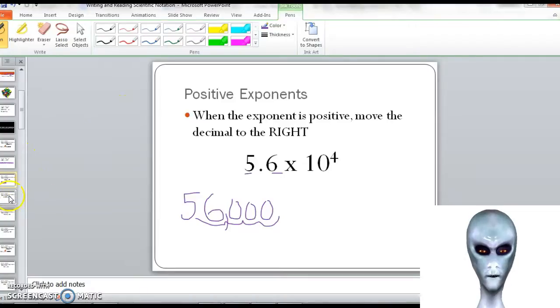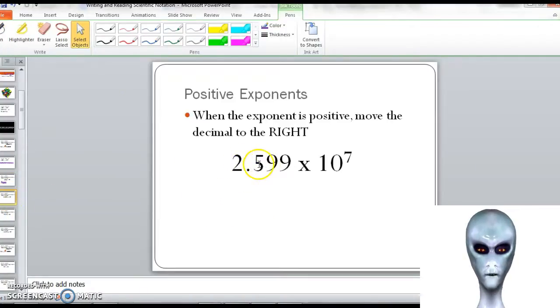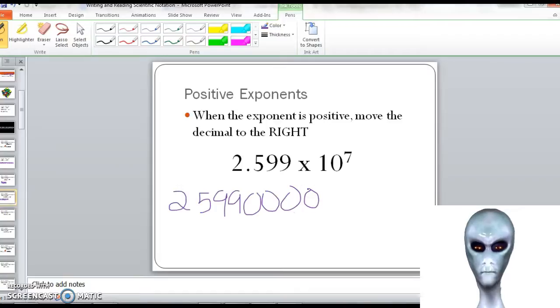Let's look at another example. 2.599 times 10 to the 7th power. So the digits I'm given are 2, 5, 9, 9. I have to move my decimal point 7 times. So 1, 2, 3, 4, 5, 6, 7. I'm going to go back and put in my commas. 1, 2, 3. 1, 2, 3. So this number is 25,990,000.